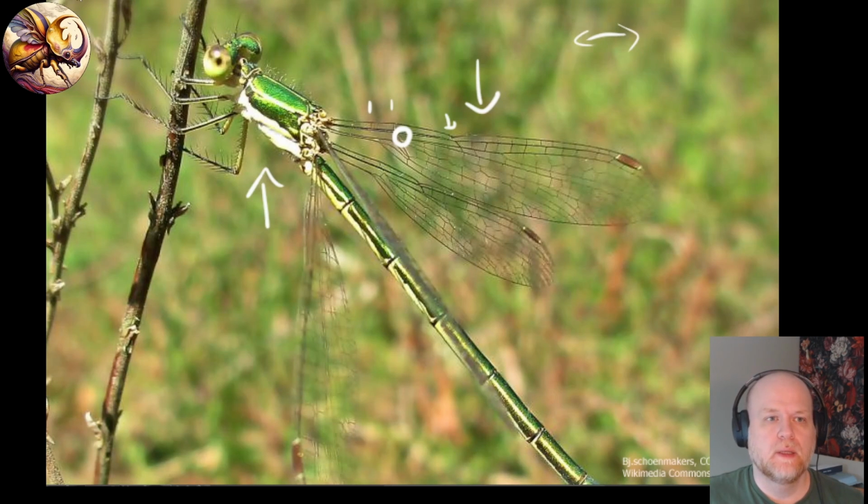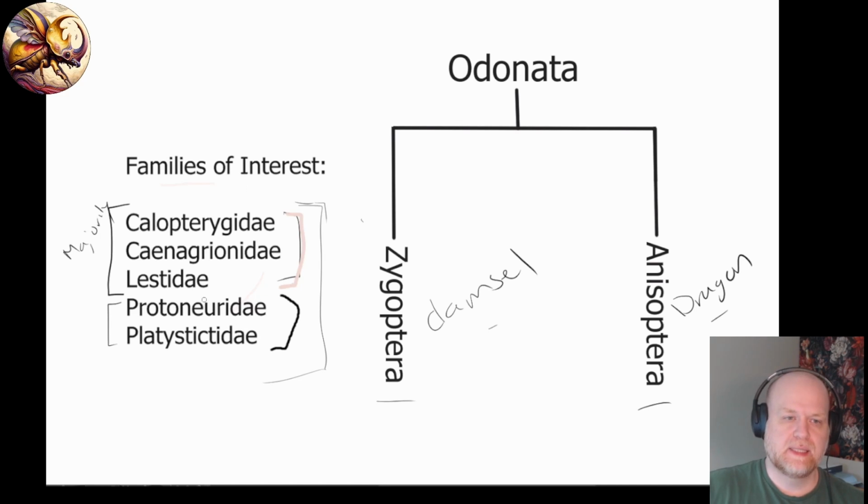The two less common, the protoneurids and the platystictids, are only really found in the desert southwest, because they tend to be more tropical species, so they've kind of migrated up from Central America. The protoneurids are only found in the southern portion of Texas, kind of along the Mexican border, and the platystictids are only known from Arizona.